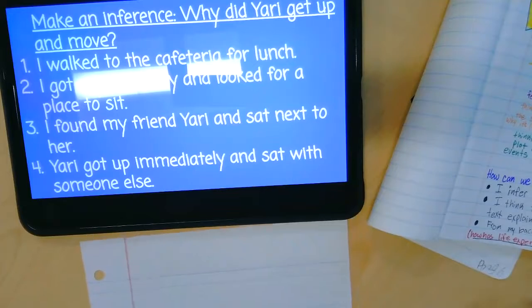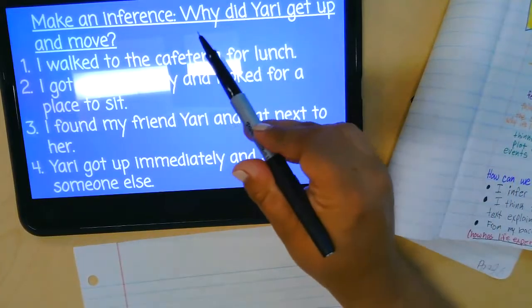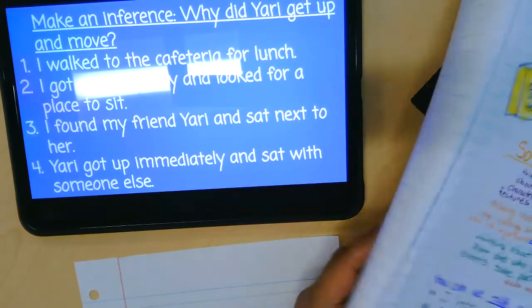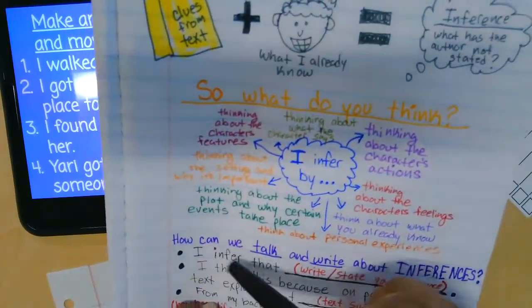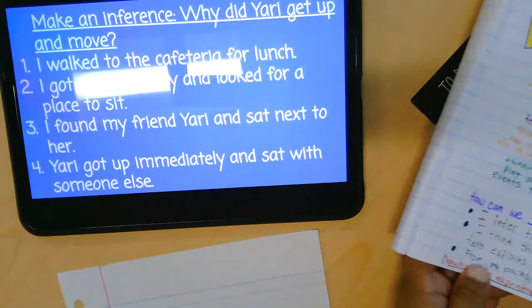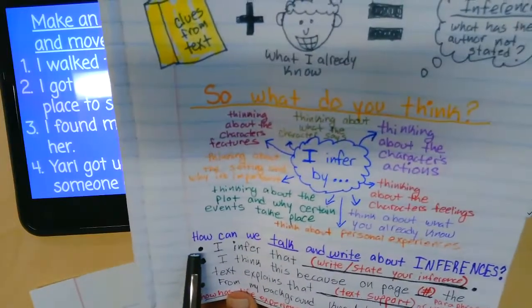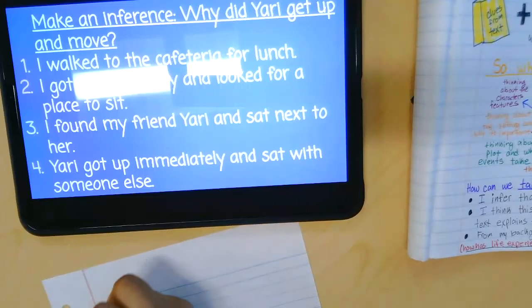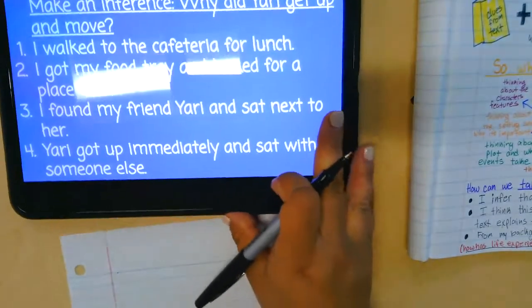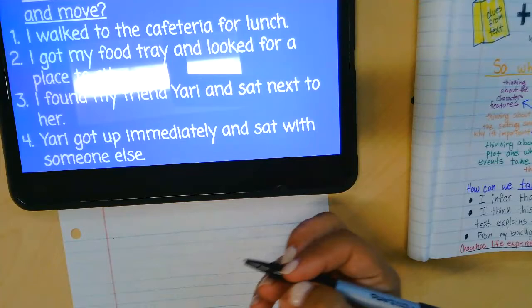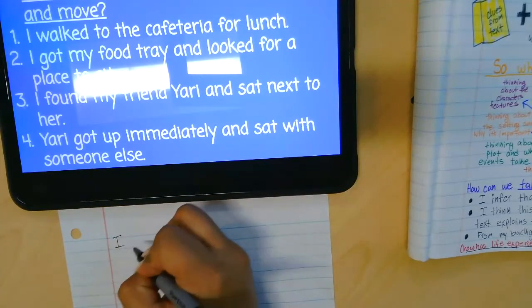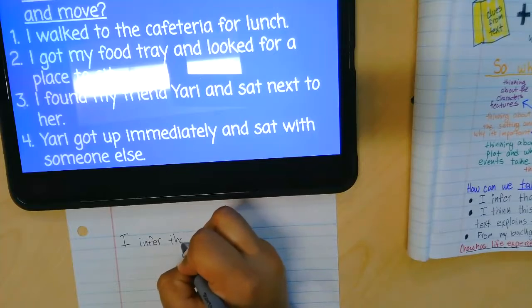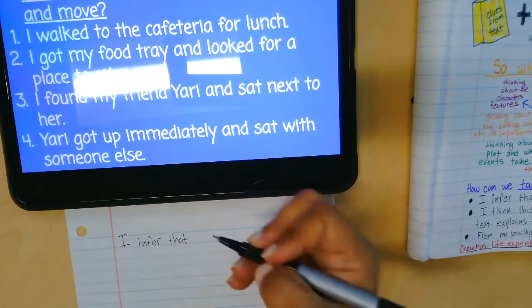All right, so I'm going to rewrite the question using this first one. I infer that. Okay, this first one, I infer that. So, let me move this up real quick. I infer that.